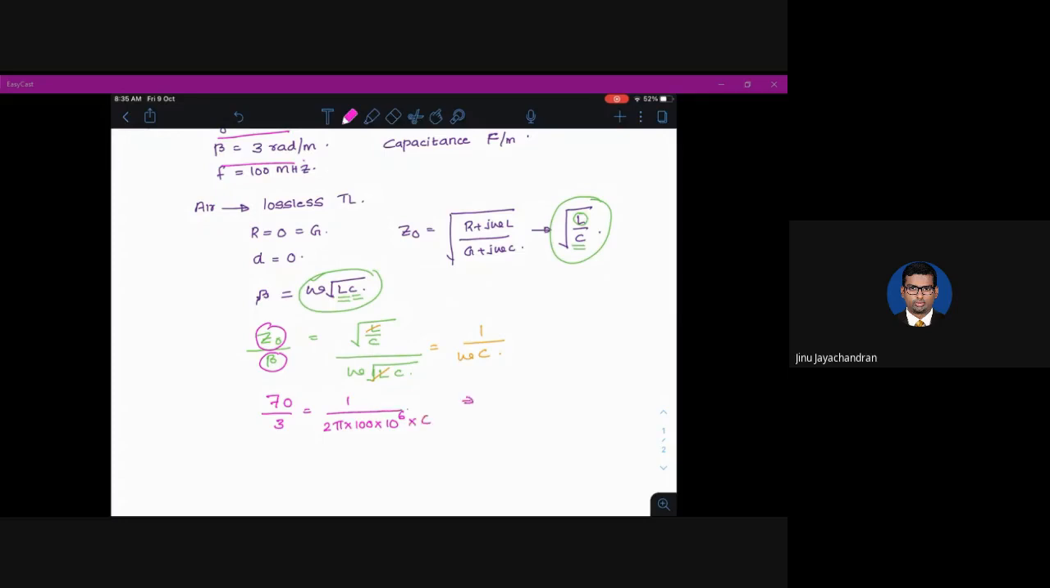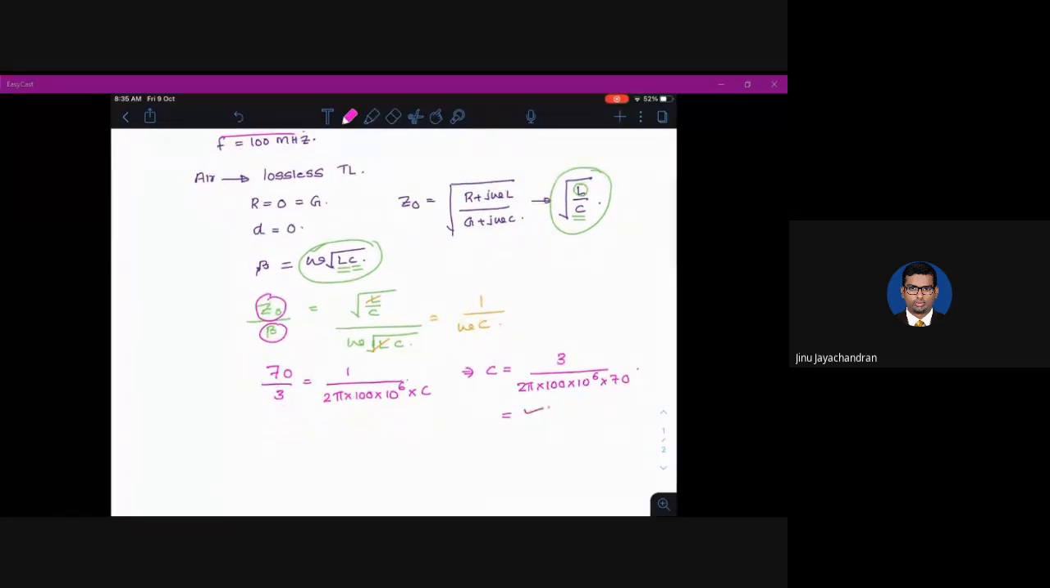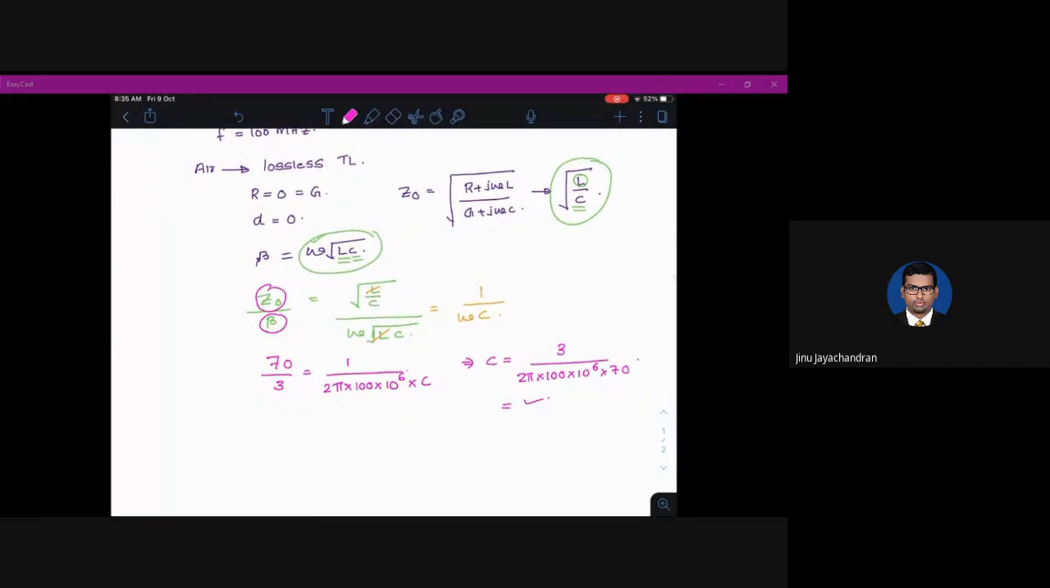So this implies C is equal to, you can just cross multiply or invert, whatever you want to do. So this is 3 by 2 pi into 100 into 10 raised to 6 into 70, and you can find the answer. And next, if you want to find L, in the same expression here, if you multiply, the C will get cancelled.